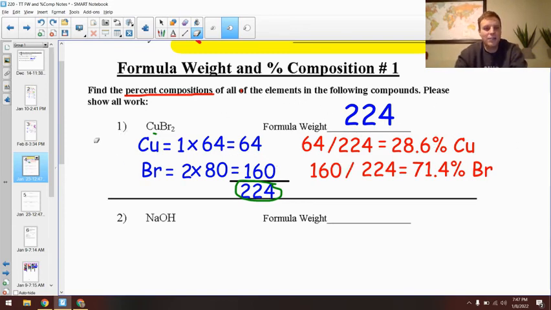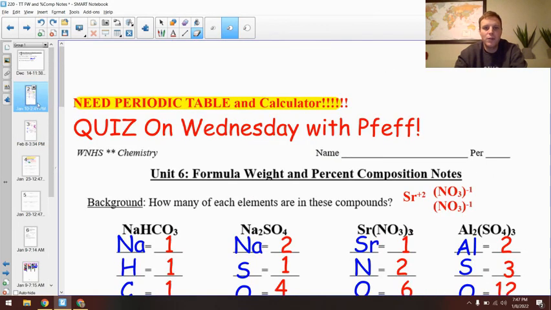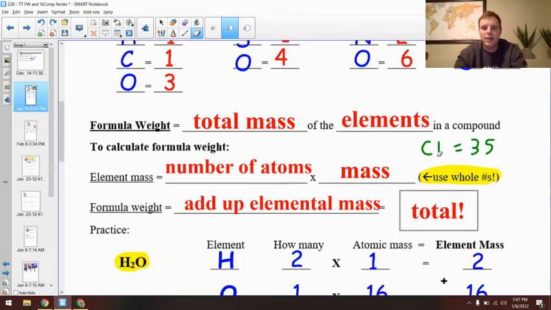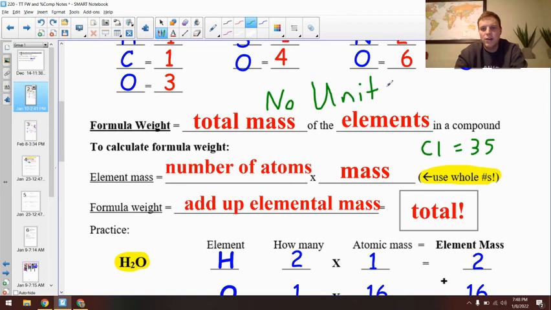The last thing that I forgot to mention earlier, I'm coming back over here, with formula weight, one thing I want to say is that formula weight, some of you guys will be happy about this, has no units. There are no units for formula weight, okay? Which is a little crazy because I'm always a real heckler for you guys putting units on everything.